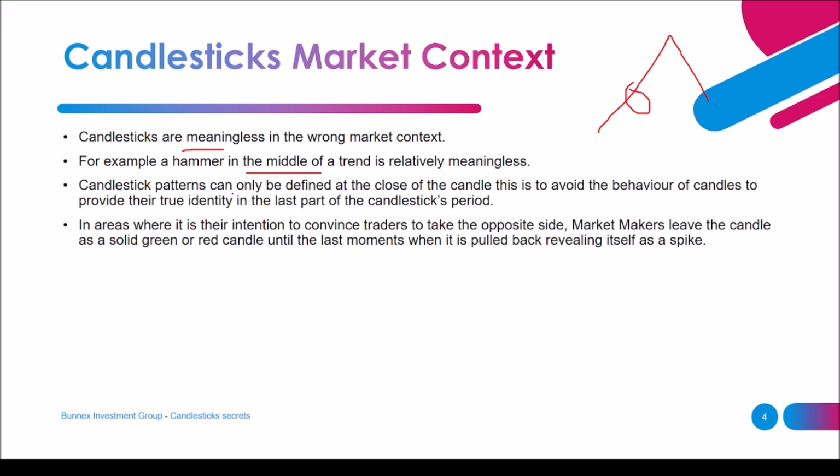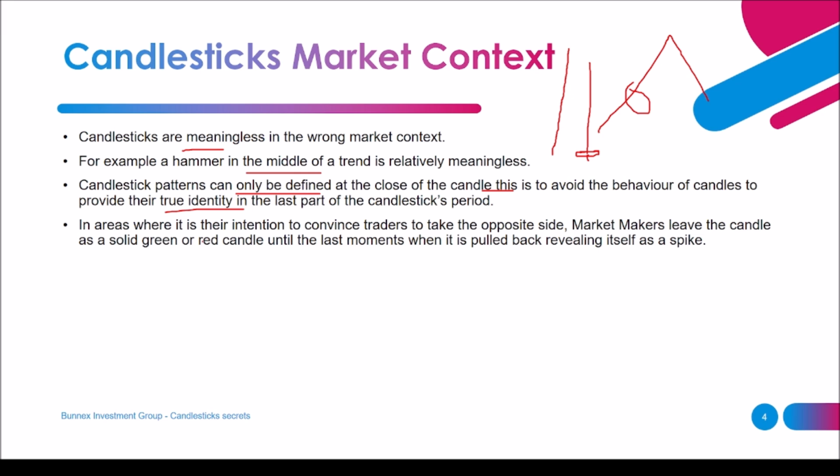Candlestick patterns can only be defined at the close of the candle, and this is to avoid the behavior of candlesticks to reveal their true identity in the last part of the candle's period. I'm sure you've seen a candlestick moving very fast to the upside, in green color of course, then in the last 2 minutes of that candlestick, it might be an M15 candlestick or an H1 candlestick, in the last minutes you'd see that candle retracing back and ending like this.